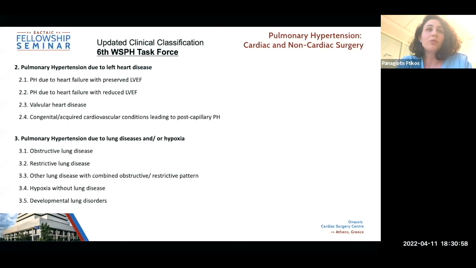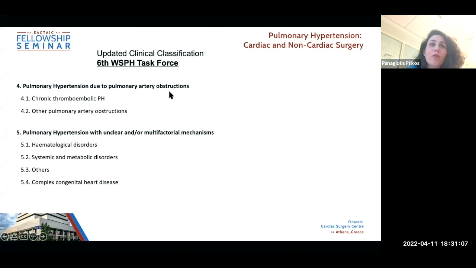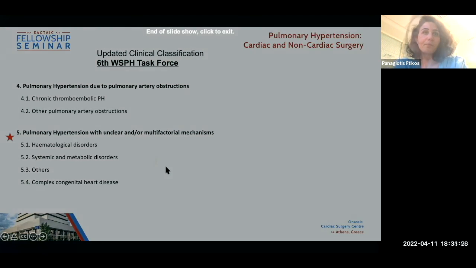Then we have group 2, pulmonary hypertension due to left heart disease. Group 3, PH due to lung disease. Group 4, PH due to pulmonary artery obstructions. These 3 groups have remained unchanged, and there was also an update in the name of group 5. And according to its current definition, it includes forms of pulmonary hypertension with unclear or multifactorial mechanisms. Thank you very much.